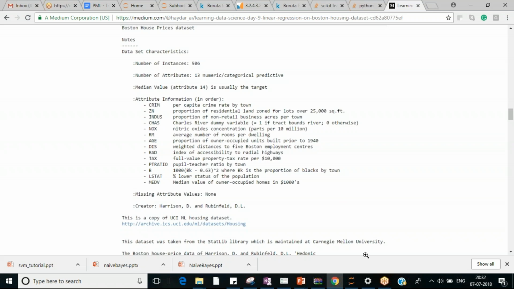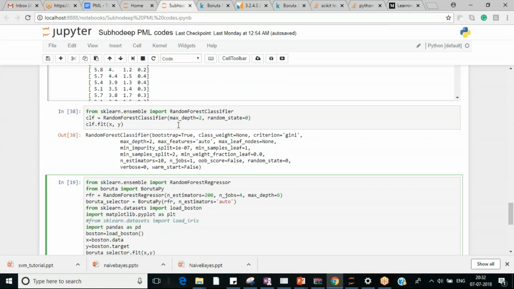Now let's go back to the code. What we are trying to do is fit a random forest, but before that we'll see which features are important. Okay, now let's see.